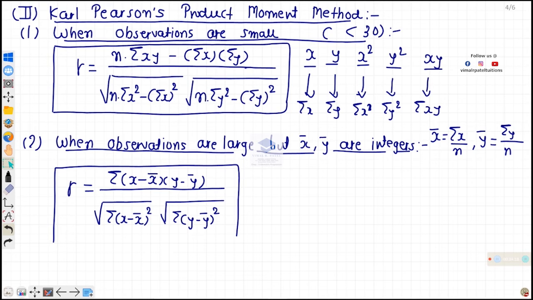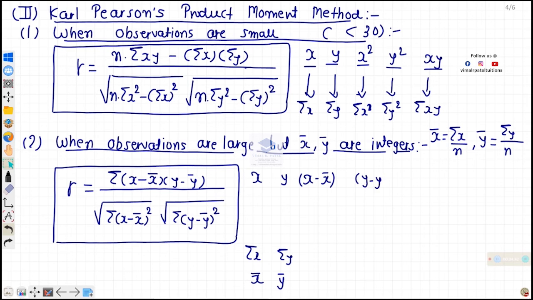So your table in this type of sum: this is x, this is y. First of all, you will find out sigma x, sigma y. From that you will find out x bar and y bar. Now from each value of x you will subtract x bar. From each value of y you will subtract y bar. Total of this column is going to be 0 because the total of deviations taken from the mean is always 0. So even if you don't do the total, it is going to be 0 and there is no need to do the total. Yes, you can check whether your calculation is right or wrong.